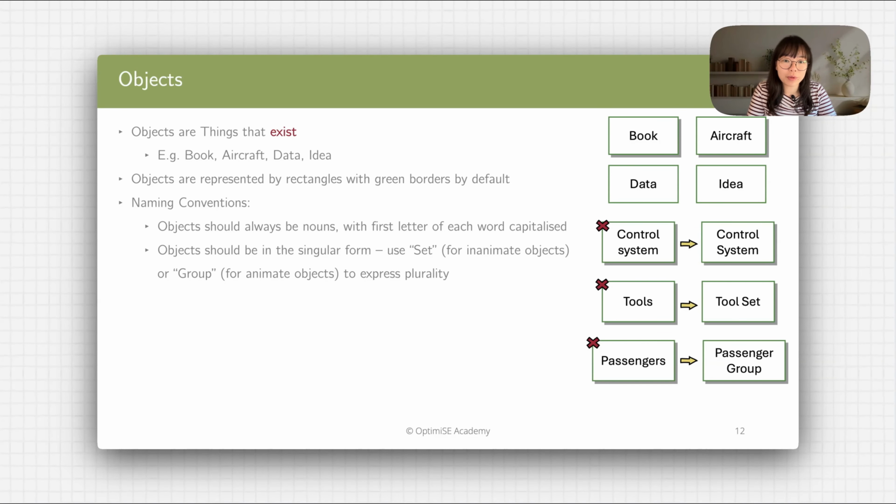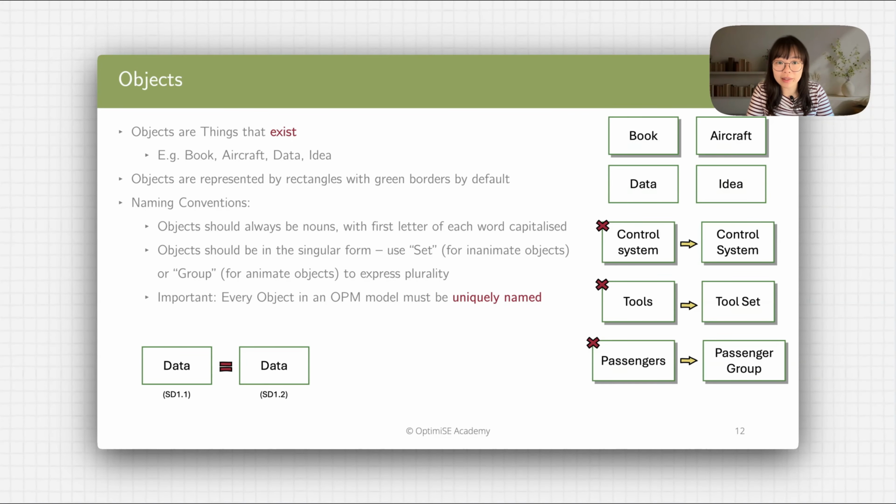Now, another very important rule is that every object in an OPM model must be uniquely named. This is because its name is its unique identifier. So let's say you have a data object in one diagram SD1.1, if this data object appears in another diagram SD1.2 as well, these two objects will essentially be the same object. So it persists throughout the model and it carries forward all of the relationships, all of the things that have happened to this particular data object.